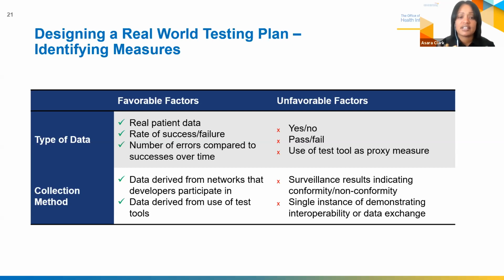So real patient data, the rate of success or failure, okay? Notice we say rate of success or failure. Real world testing is conducted over the course of an entire year. So you may have different measures that you include that show your rate of success, okay? Number of errors compared to successes over time. So just notice this is not a one-time deal. This is not, we put in our plan that we're going to go out and do one activity or take one action and we'll understand how our product functions over the course of an entire year. So those are favorable factors to consider for types of data.